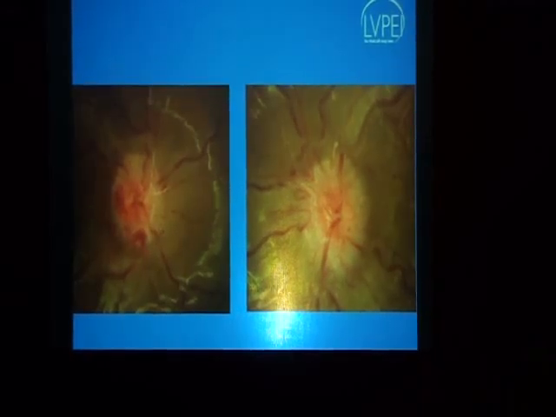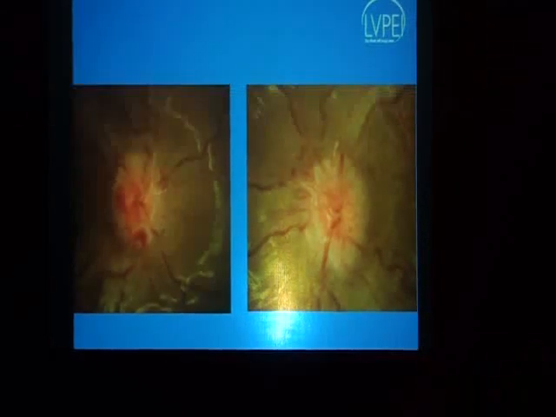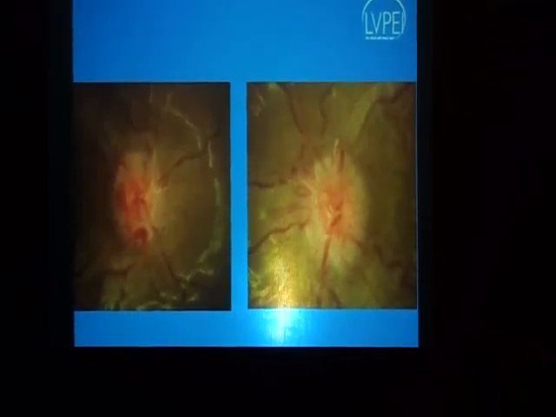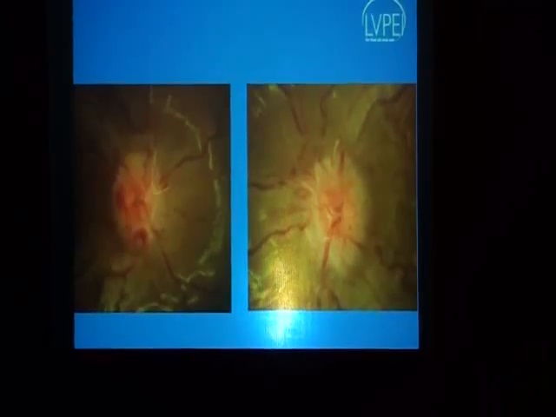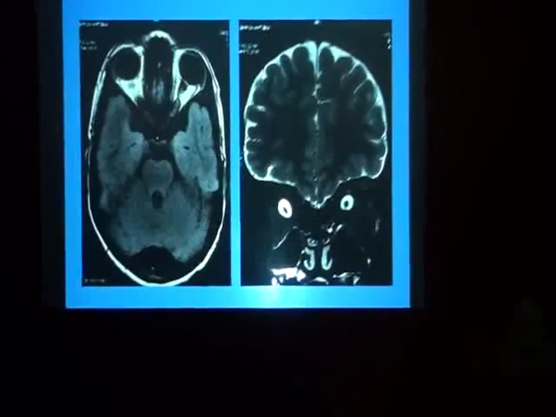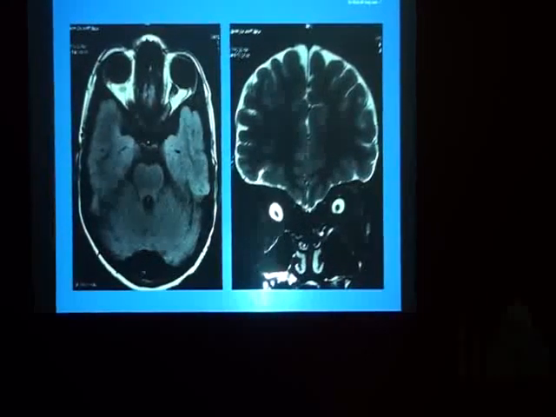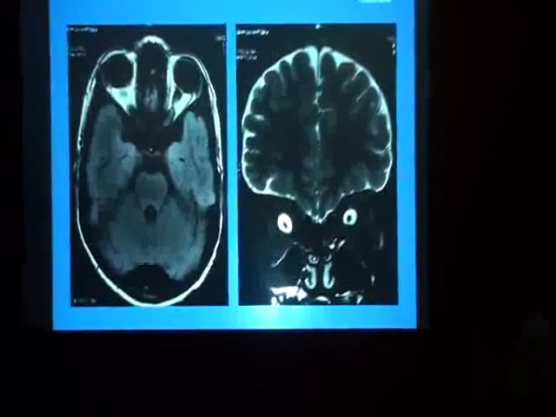So how many of you would go ahead and image? Again, there should have been all hands up. Bilateral disc edema is an emergency. Please do an MRI imaging. Imaging was reported as normal. So the MRI brain and the MRV was normal.